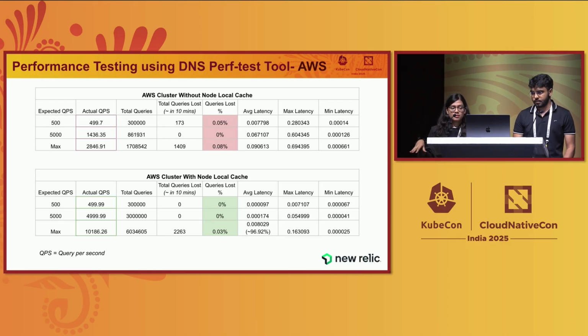Now let's compare this result with the cluster with the local cache enabled. At 500 and 5000 QPS, 0% of queries were lost, which is quite stark. And at maximum QPS, it was a minimal 0.03%. Here the latencies also increased with the increasing QPS, but we saw a 96.92% improvement in the average latency for the maximum QPS. So as the conclusion for this testing, we found that both the latency and the DNS performance improved with the local cache in the cluster.